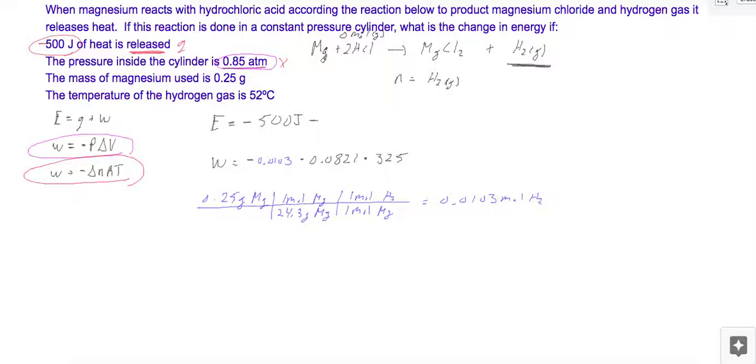So work is equal to 0.2748, and that is liter atmospheres. The reason why it's liter atmospheres is because this is in moles, this is in Kelvin, and this is in liter atmospheres over mole Kelvin. So the moles cancel and the Kelvin cancel, so we're left with liter atmospheres. We can convert this then.